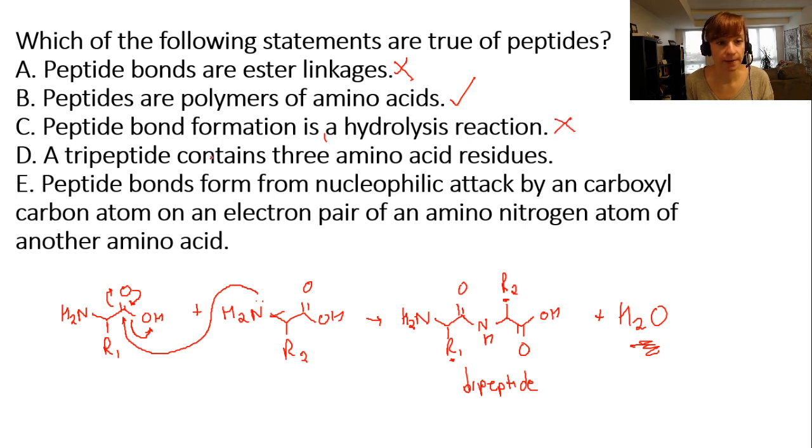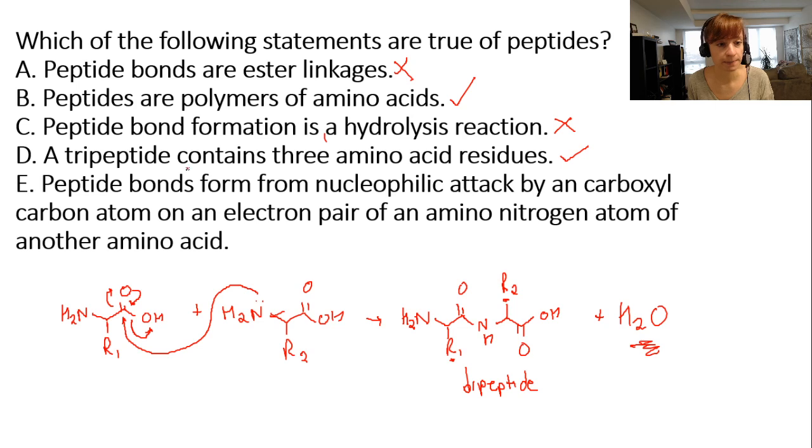D, a tripeptide contains 3 amino acid residues. That is correct because a dipeptide has 2. If we added on another amino acid, it would be a tripeptide. So it would have 3 R groups in that case.